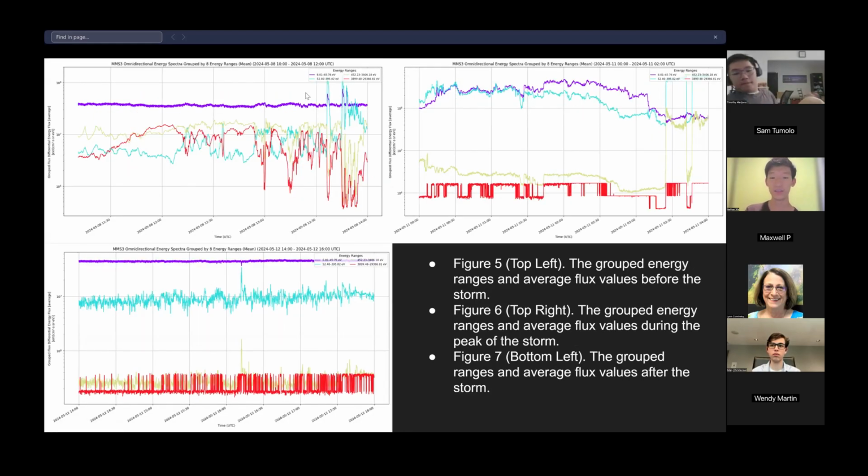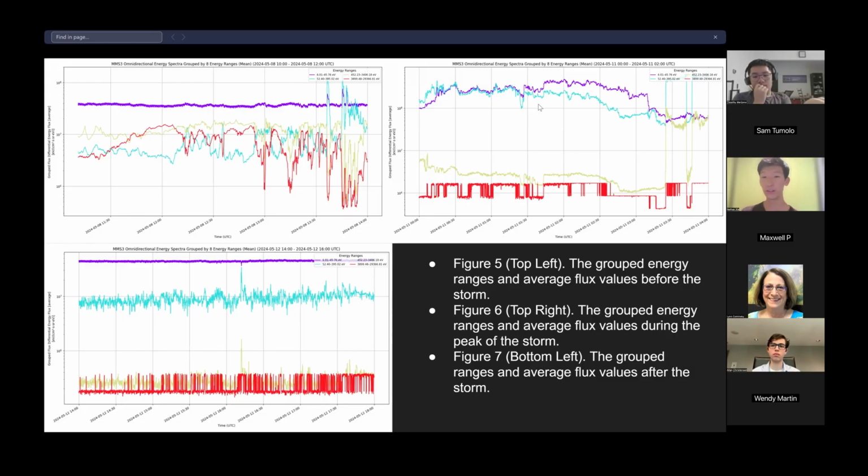Here we have the average energy ranges, which are just grouped together, and the fluxes are averaged. So based on the previous three plots, there are 32 energy ranges, but now I grouped them, so each group has 8 energy ranges. So this visualizes better. As you can see, before the storm the lowest energy ranges are super consistent, with narrow flux values, while anything between 50 and all the way to 30,000 eV has a wider range.